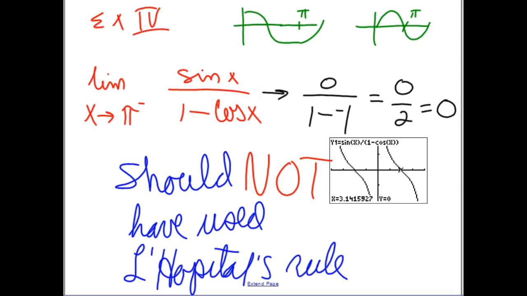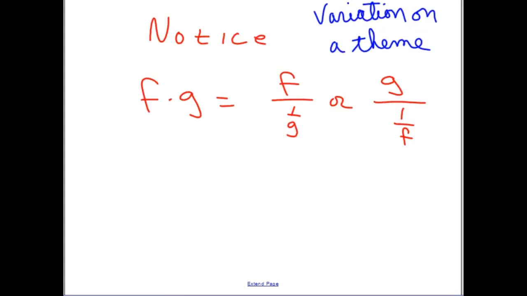Okay? So, step number 1 always is verify that you got 0 over 0 or infinity over infinity. Okay, variation on a theme. This is the kind of problem that I think you'll see. They do this to you a lot. A fun fact you're supposed to know from pre-algebra somewhere: F times G is the same thing as F divided by 1 over G, or G divided by 1 over F. As we were talking about a minute ago, division by a fraction is the same thing as multiplying by the reciprocal.